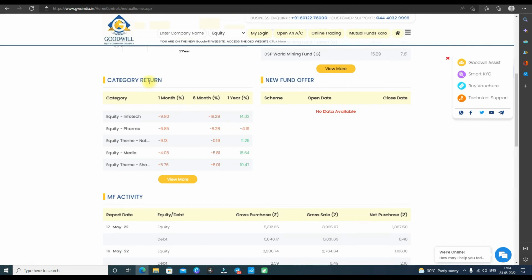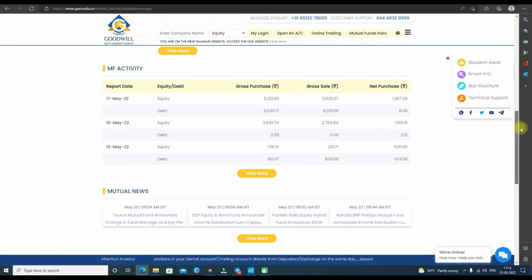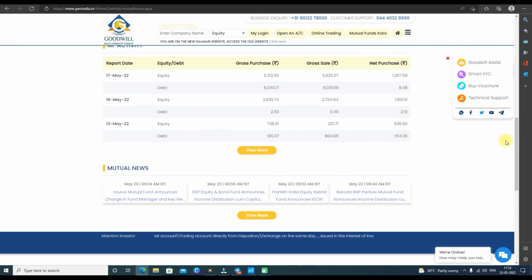And here we can see the returns of the sectors like Infotech, Pharma, Natural Gas, Media, and others. And from here you can see the news regarding the mutual funds.